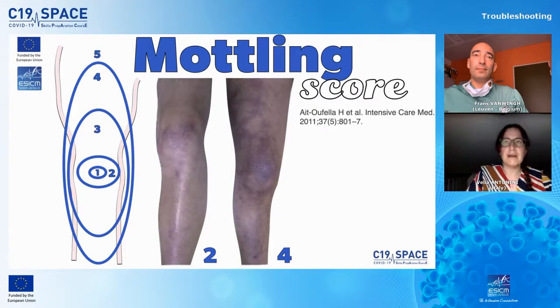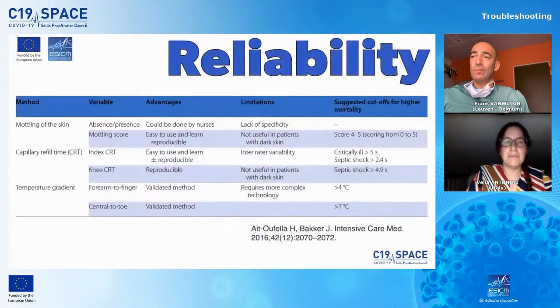Mottling could reflect splanchnic hypoperfusion, including kidney hypoperfusion, and reliably reflects organ failure severity in patients with sepsis and septic shock. Mottling is a predictor of death in this population. If you have a score ranging from 0 to 3, doing a capillary refill test of the knee could improve risk stratification. All these tests are reliable, and some of these are also validated. The main issue for mottling and capillary refill time is that you could have some problems with patients with darker skin color.